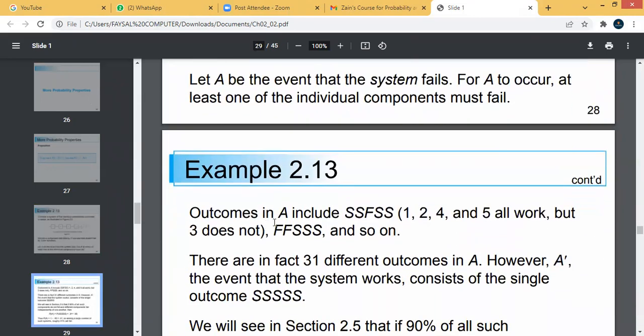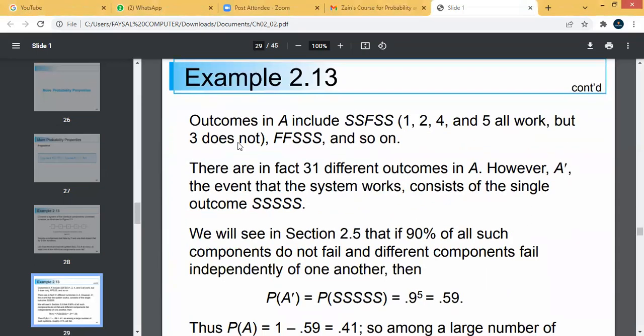Now, outcomes in A might include S, S, F, S, S. This means that only one fails, which is at 3. So 1, 2, 4, 5 are working, that is success, and 3 is not working, which is the fail. And F, F, S, S, S, and so on. And these are basically the parameters. So there are in fact 31 different outcomes in A.